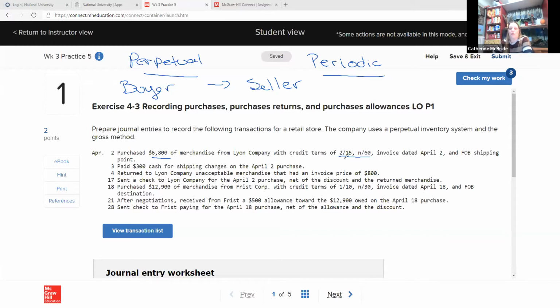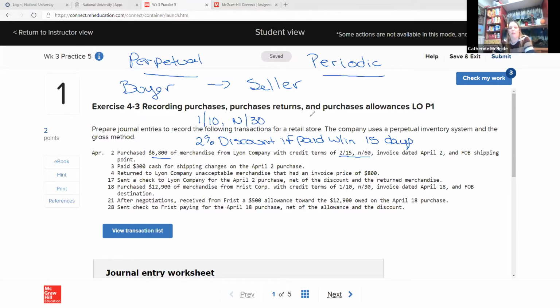Okay, for credit terms, what this means is 2% discount if paid within 15 days. And then everything's due in 60 days. There are all kinds of ways to write that. I mean, it could be 1/10 net 30. You get a 1% discount if you pay within 10 days, everything's due within 30 days.